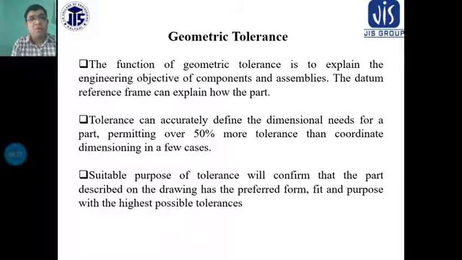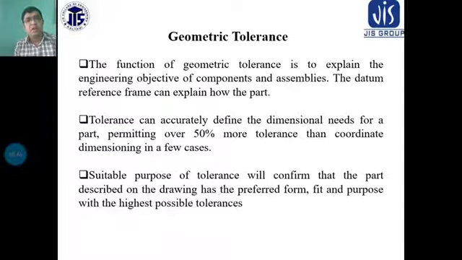the dimensional needs for a part, permitting over 50% more tolerance than coordinate dimensioning in a few cases, as you can see. That means 50% more tolerance than coordinate dimensioning is basically considered, which will be the few movements here.